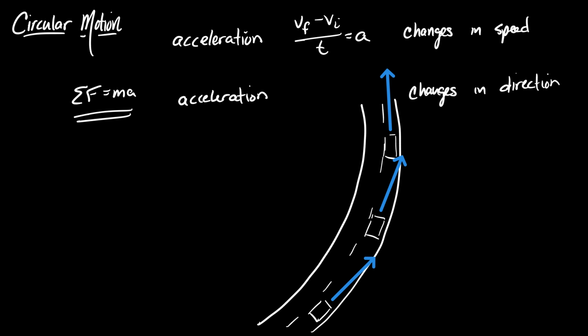So if it's traveling at 35 miles an hour the whole time, we wouldn't be able to use this to figure out what the acceleration is, now would we?